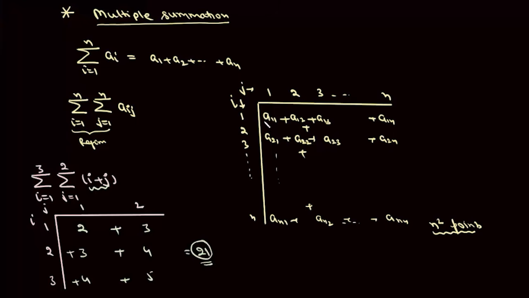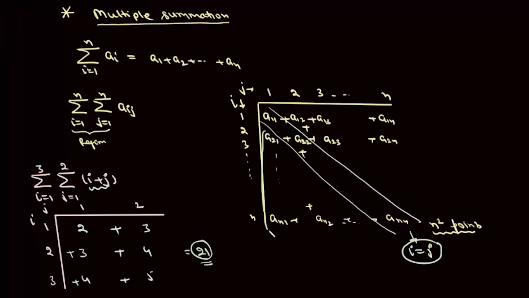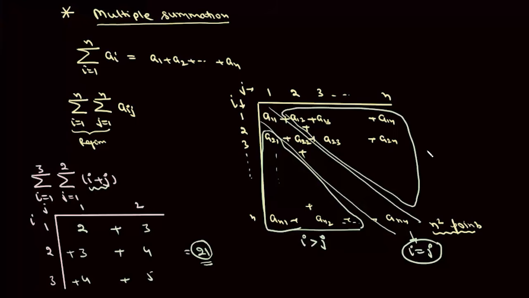Now for a square grid, these elements are along your diagonal. So along the diagonal, the elements will have i equals j. In the lower triangle, you'll have all the elements where i is greater than j, and in the upper triangle, you'll have all the elements where i is less than j.